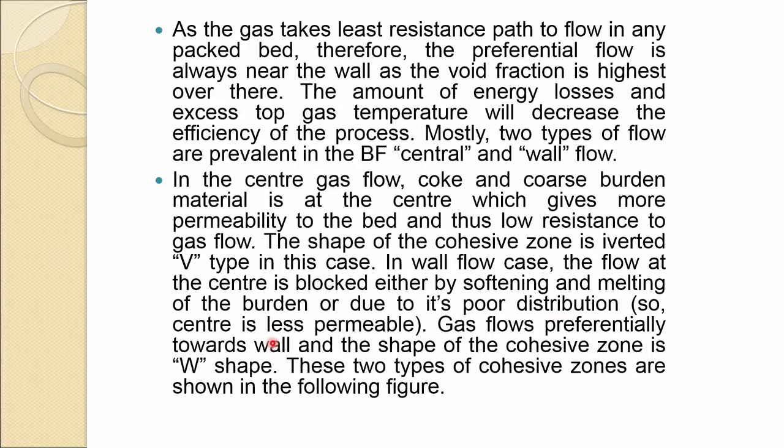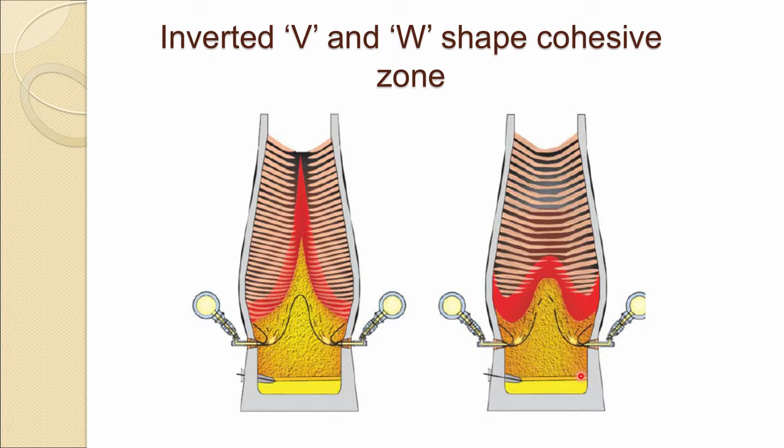Gas flows preferentially towards the wall and the shape of the cohesive zone is W. So, these two types of cohesive zone are shown in this. You can see the inverted V type of cohesive zone, and this is a W shape cohesive zone. So, you put the more coarser material, in this case, at the center. So, central gas flow is there.